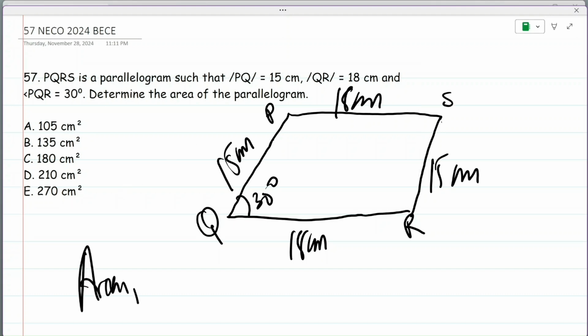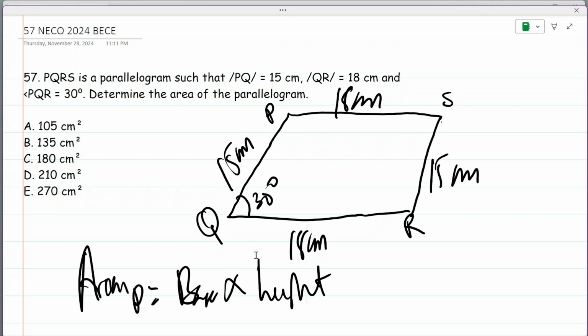Formula for the area of a parallelogram is base times height. We know our base is 18, but we don't have our height. That's the vertical height. For us to get the vertical height, from this point P, we draw a straight line down, making an angle 90 with line QR. That gives us the height. From P down to the point where our dotted line hits line QR, to Q and back to P is a right angle triangle. With this right angle triangle, we can get our height. And once we know our height, we can apply the formula to find the area of the parallelogram.